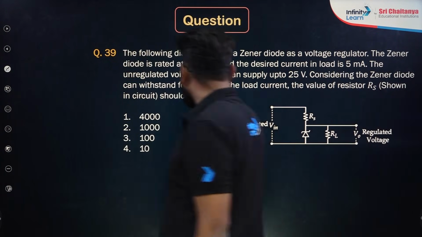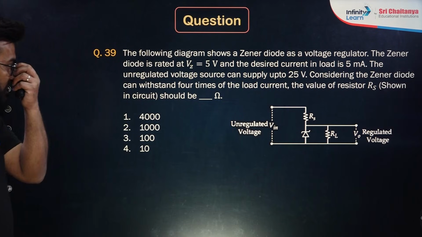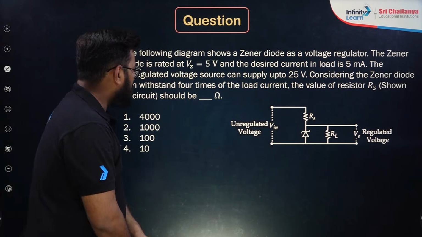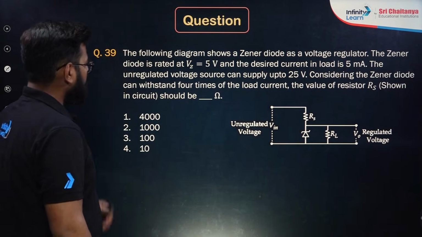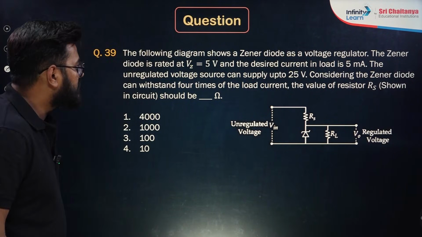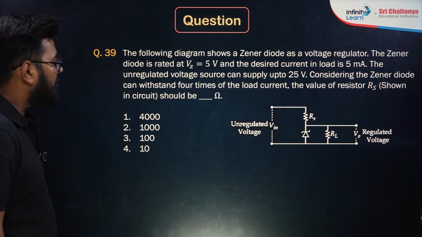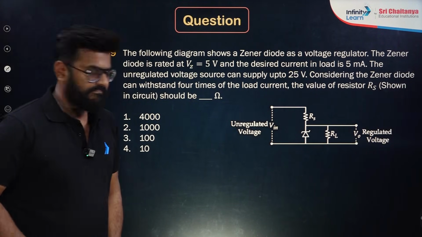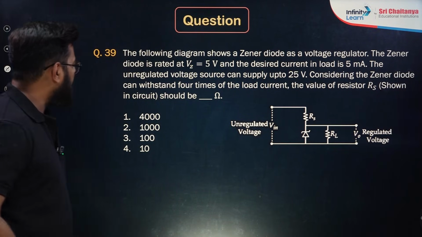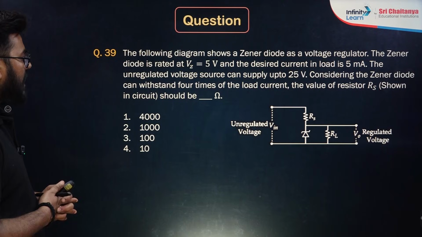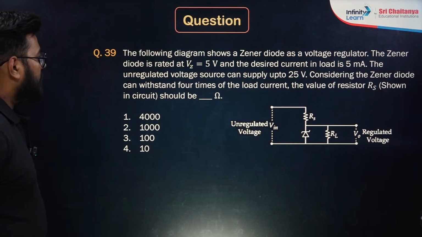Now, next case, the following diagram shows a Zener diode as a voltage regulator. The Zener diode is rated at Vz equal to 5 volt. Okay. And the desired current is 5 milliampere. The unregulated voltage source can supply up to 25 volt. Perfect. Considering the Zener diode can withstand 4 times the load current, the value of resistance Rs will be equal to.